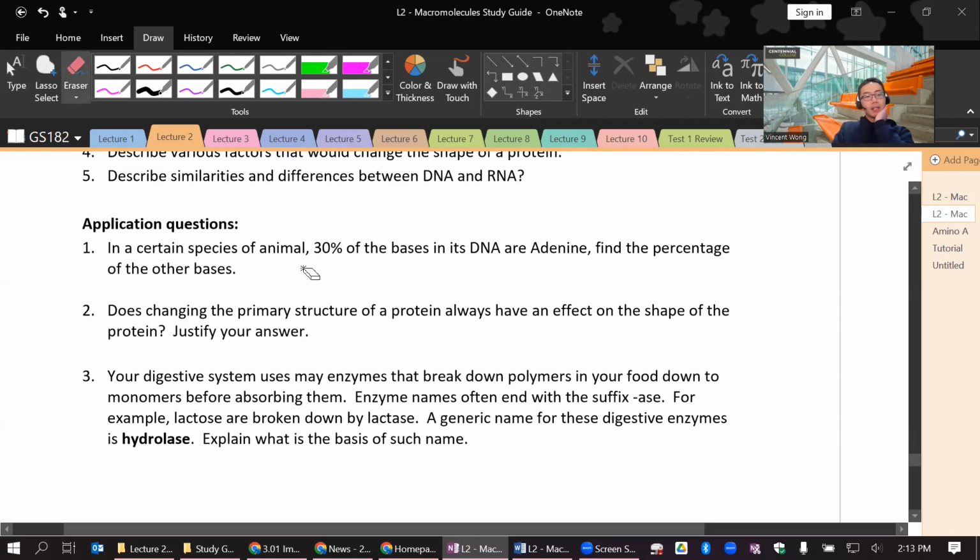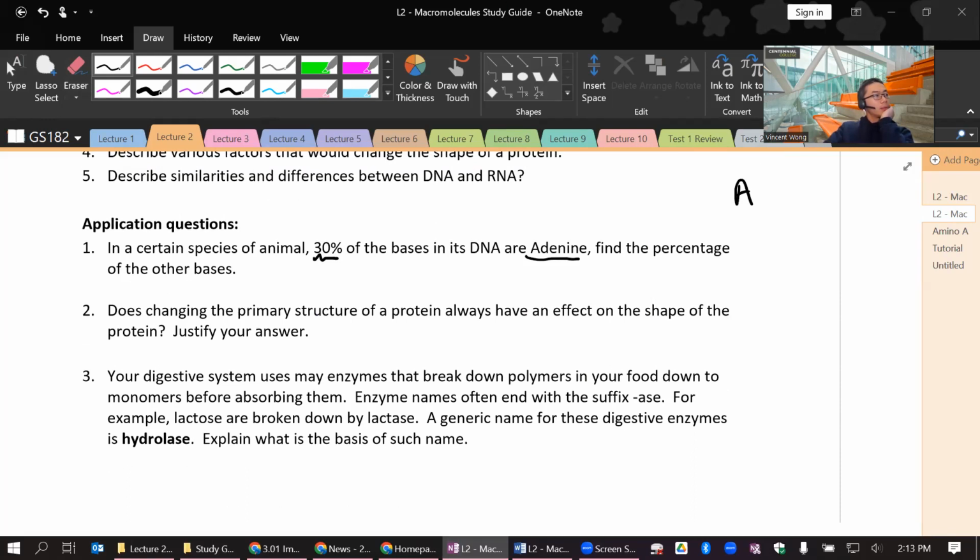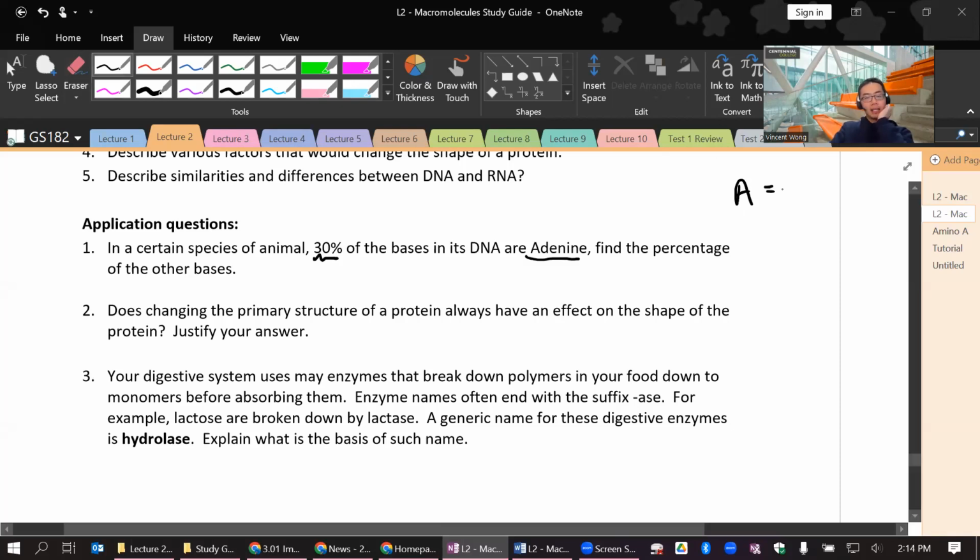In a certain species of animal, 30% of bases in its DNA are adenine. Find the percentage of the other bases. Okay. So what does A pair with? You guys remember? With T. With T, that's right. So because A pairs with T, the amount of A in any organism will equal the amount of T in the DNA. So if you have 30% A, you will have 30% thymine as well.